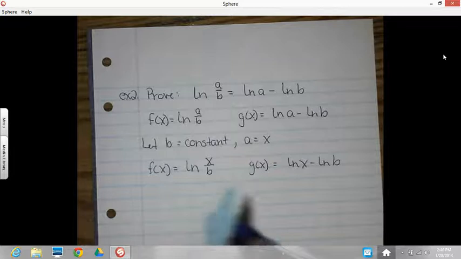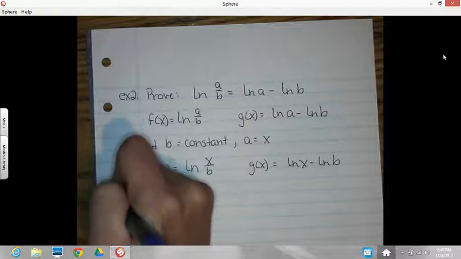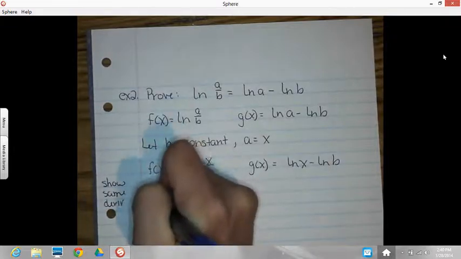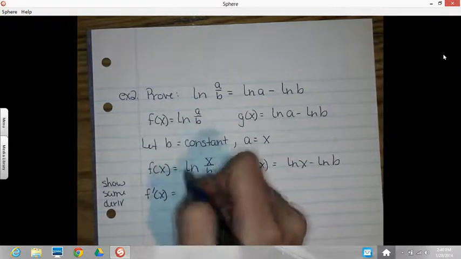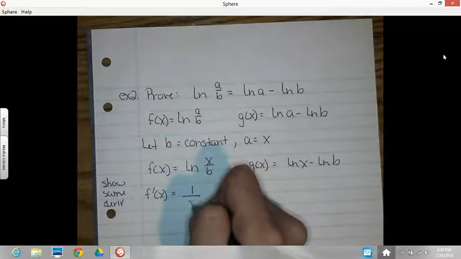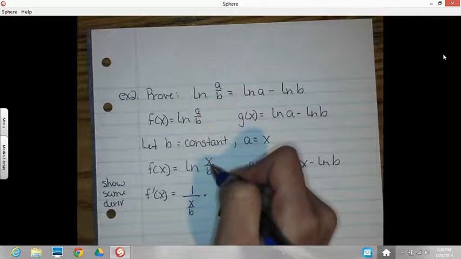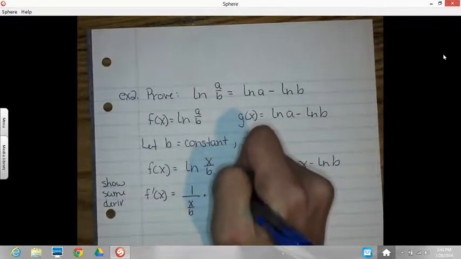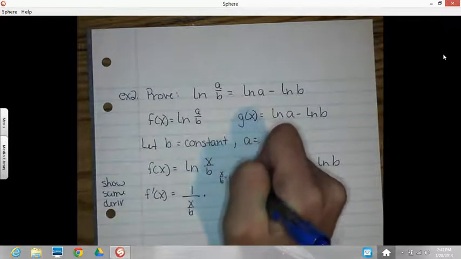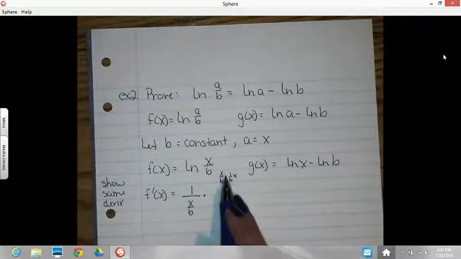Okay, here we go. First thing on the uniqueness theorem, show that they have the same derivative. Okay, so f prime of x. Natural log of a u, so it's 1 over this fraction times the derivative of this. Think of x over b as 1 over b times x. Think of the b as a number, like 1/2 x. So the derivative here is this 1 over b.